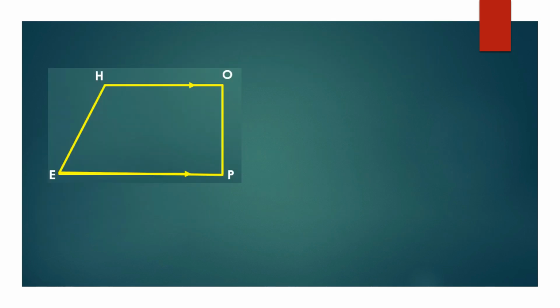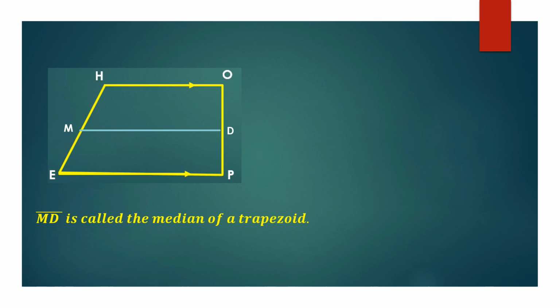Let us consider quadrilateral HOPE. If we connect the midpoints of segment HE and segment OP, a line segment is formed. Let us call this segment MD. The segment joining the midpoints of the legs is called the median of a trapezoid. Segment MD is called the median of a trapezoid.